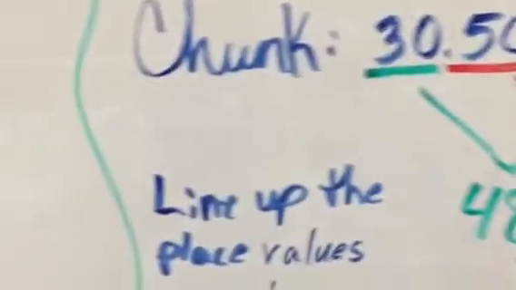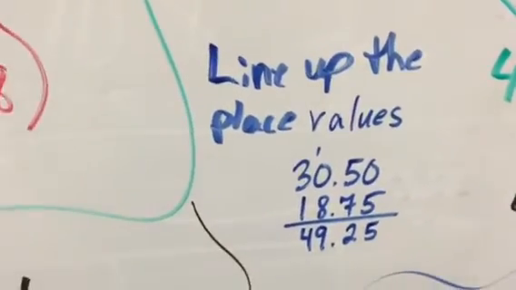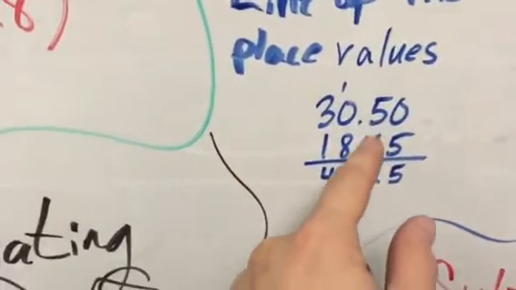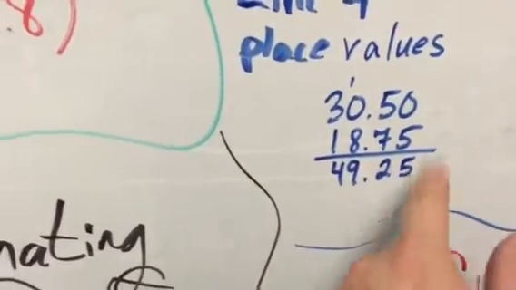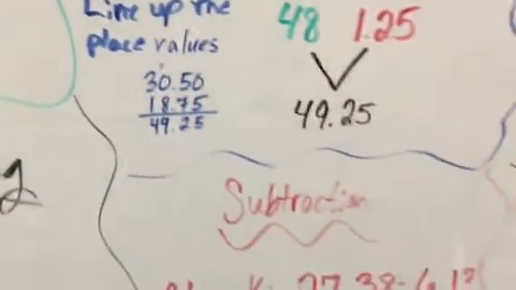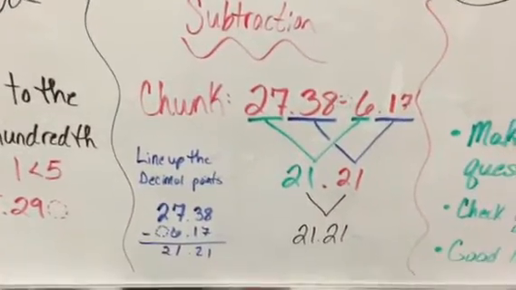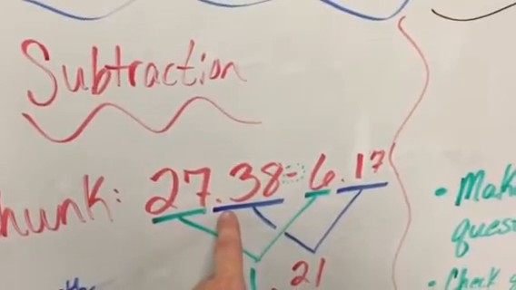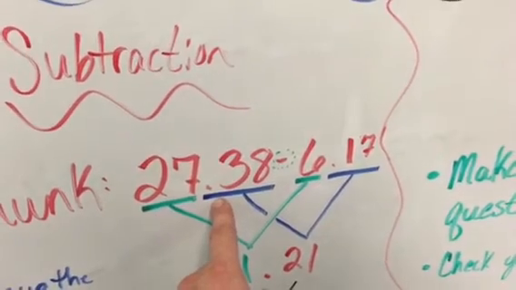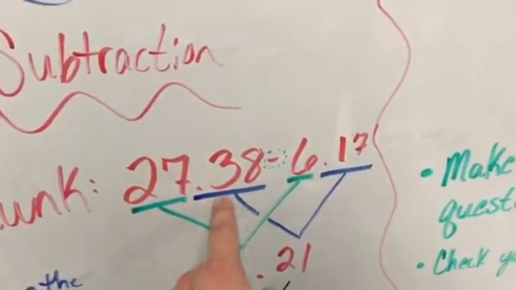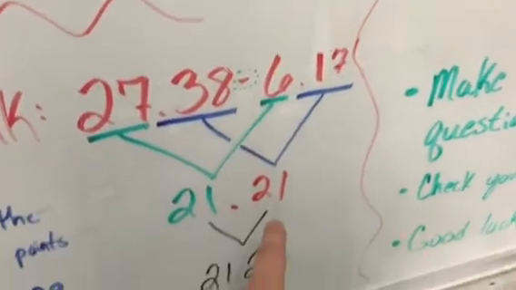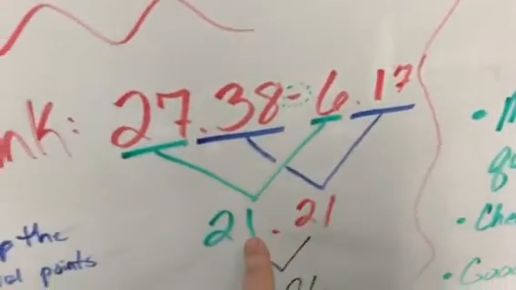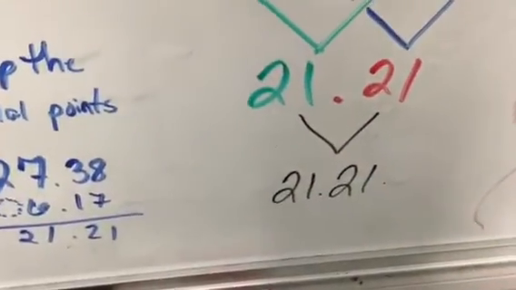You could do that, or you could line up the place values. Remember, we write it vertically, even if it's written horizontally. We write it vertically, lining up the decimal points for our place values, and then we just do our adding. Subtraction is the exact same way. We're going to chunk our numbers, our whole numbers and our decimals. So we take our decimals first, 0.38 or 38 cents or 38 hundredths minus 17 hundredths, I get 21 hundredths. And then I look at my whole numbers, 27 minus 6 gives me 21, so my answer is 21.21.